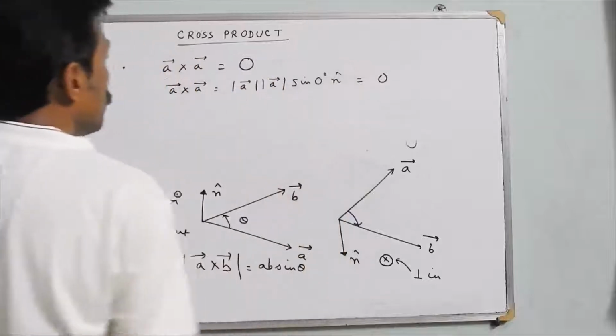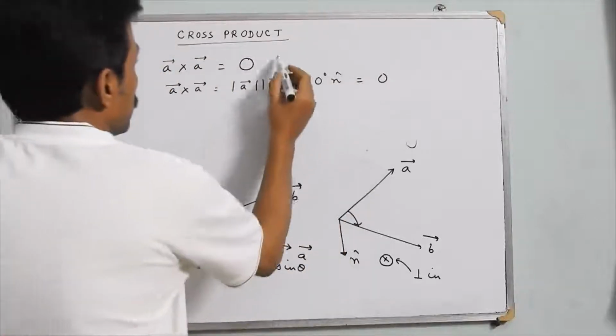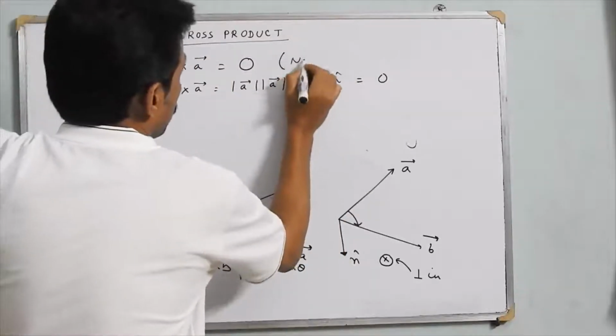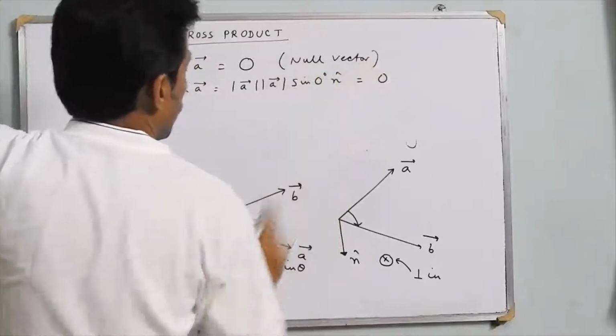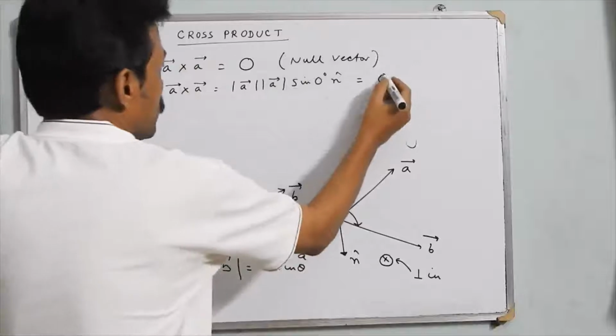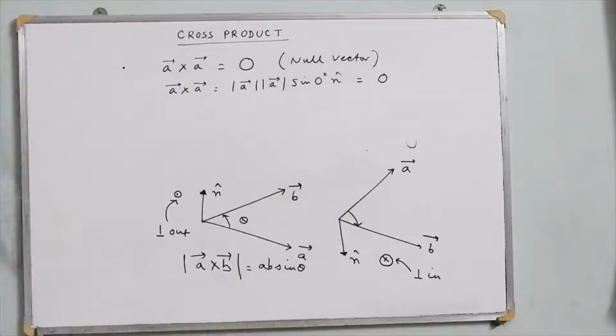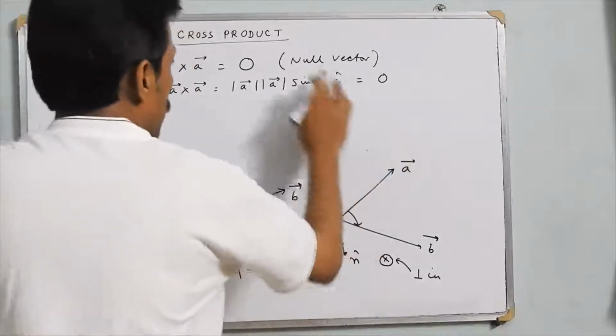Now this 0 means this is not scalar 0. This is a null vector. Here 0 indicates a null vector because cross product has a direction. So here 0 does not mean the scalar value 0. It means a null vector, a vector pointing in any arbitrary direction. So this is actually a null vector.